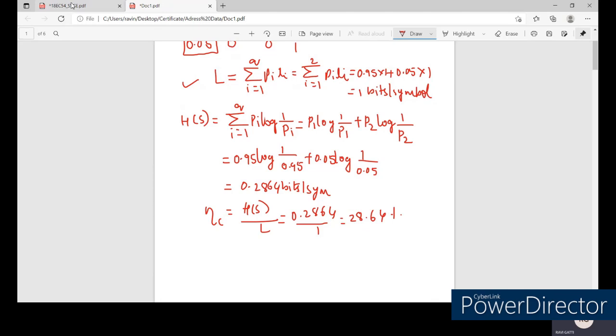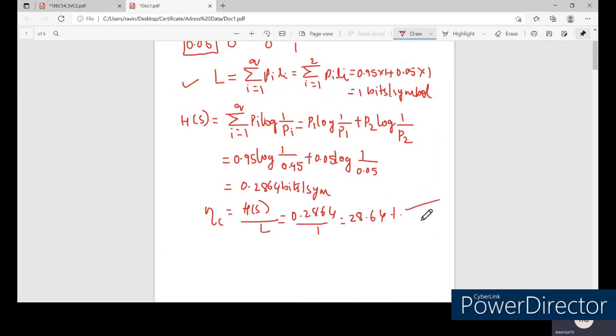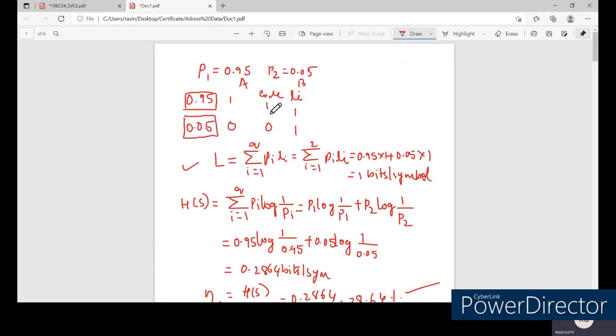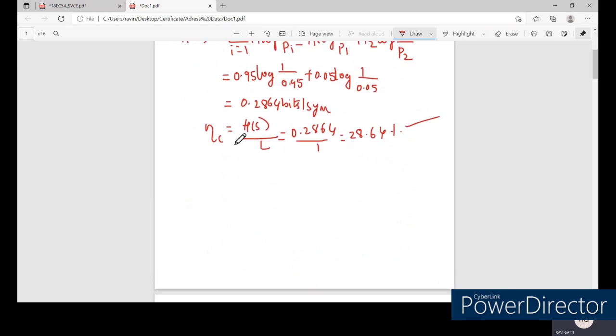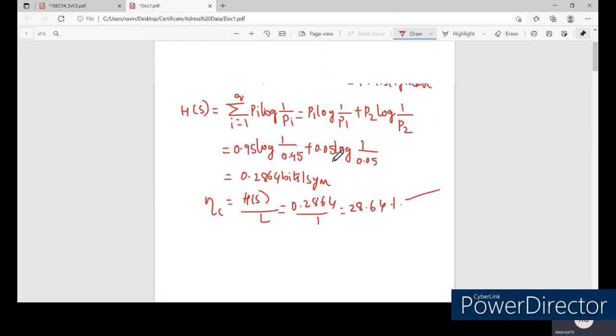But what they ask is, you need to construct code words in such a way that the efficiency has to be at least 48%. In the problem we have solved, whatever code words you have generated, for A the code word 1 and for B the code word 0, you are getting an efficiency of 28.64%. But the problem asks for an efficiency of at least 48%. So what we should do is increase this efficiency.